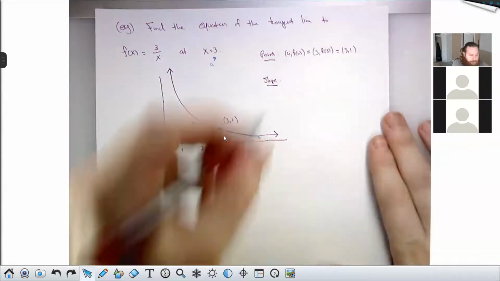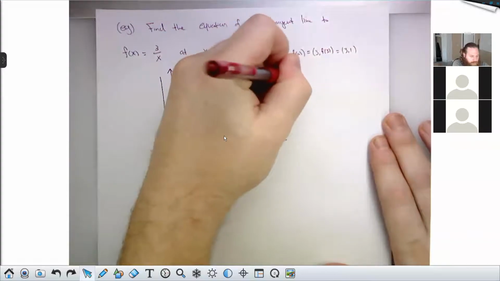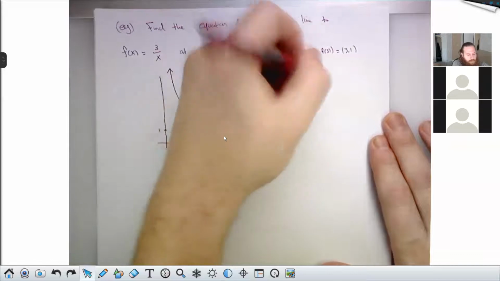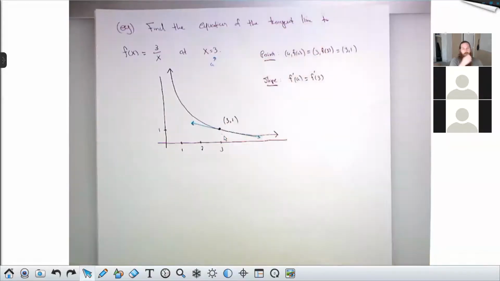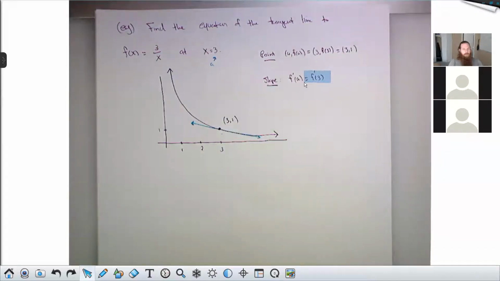The slope is always f prime of a, and here a is 3. So this is f prime of 3. So I'm going to need to calculate f prime of 3. And that's where I'm going to have to get into some limit work. But it's nice to set up the schematics. The point I got, it's all sorted. The picture is nice. This will be useful to check my work at the end. And the slope, I know what I need to do. I need to find f prime of 3.